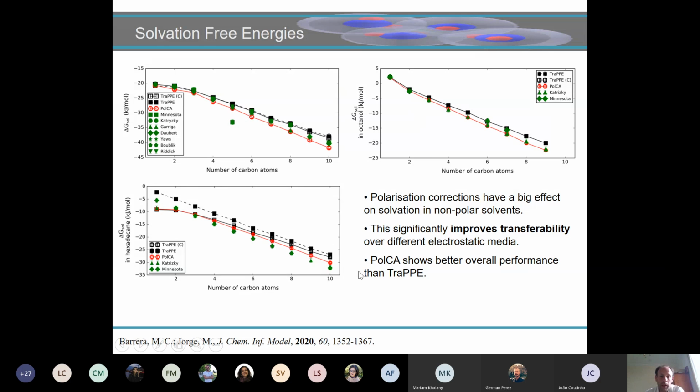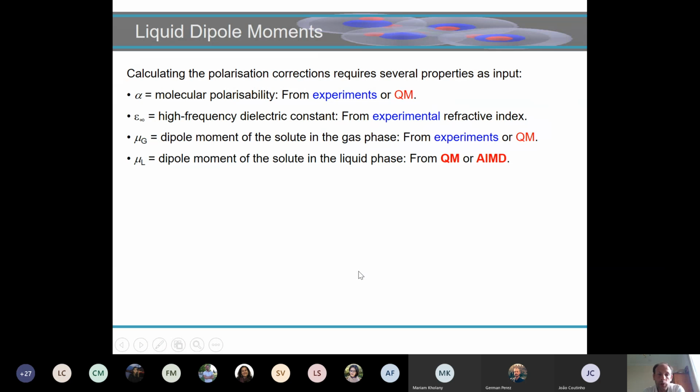So essentially, the final consideration here, which is where we're going in the future with this particular topic, it's worth thinking about what input we actually need to calculate these corrections. So we need several properties. First is alpha, the molecular polarizability. So this is a measurable property. So people can measure it by actually precisely measuring the response to electric fields. So there's experimental data on typical molecules, but also you can do it by quantum mechanical calculations. Okay, so for more complex molecules, for example, we might use a QM calculation to get this. This is fairly straightforward.